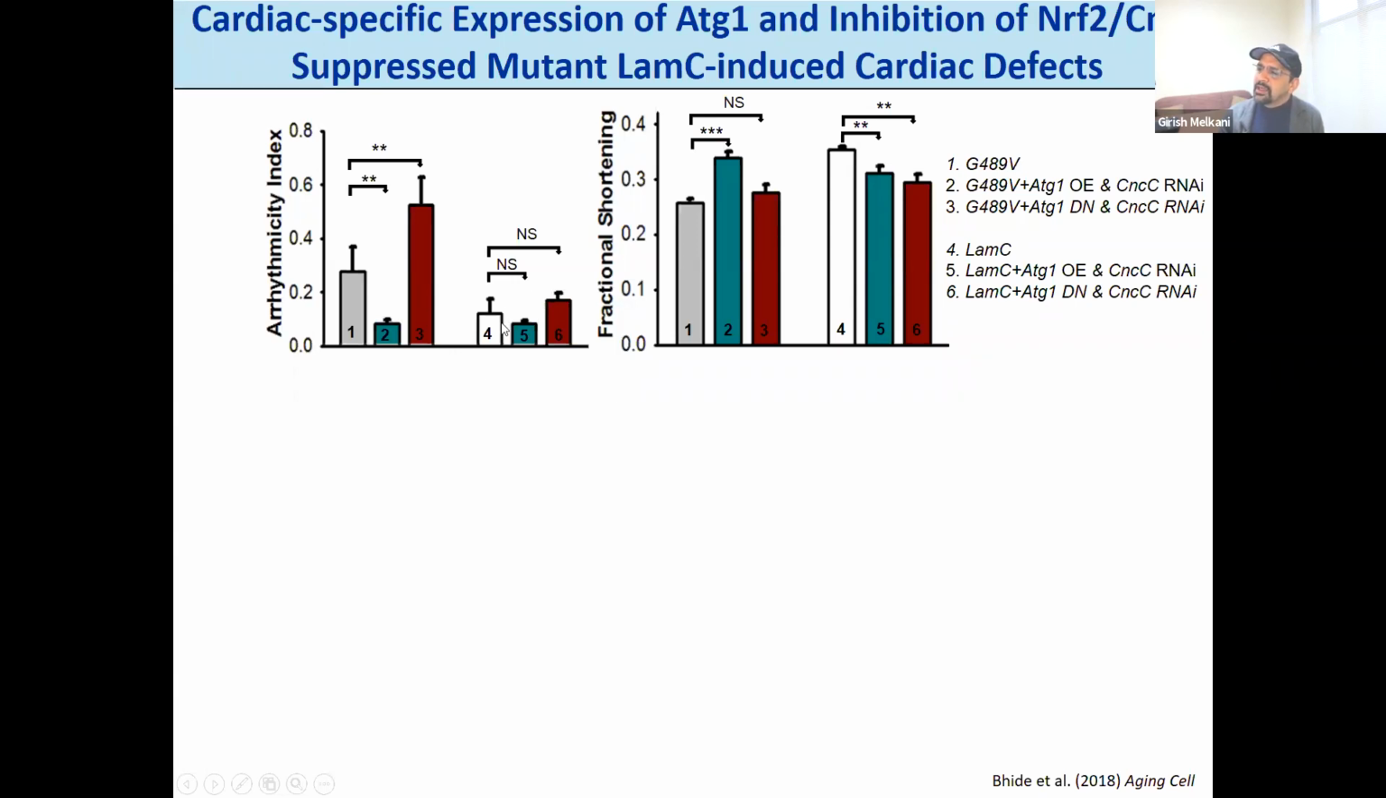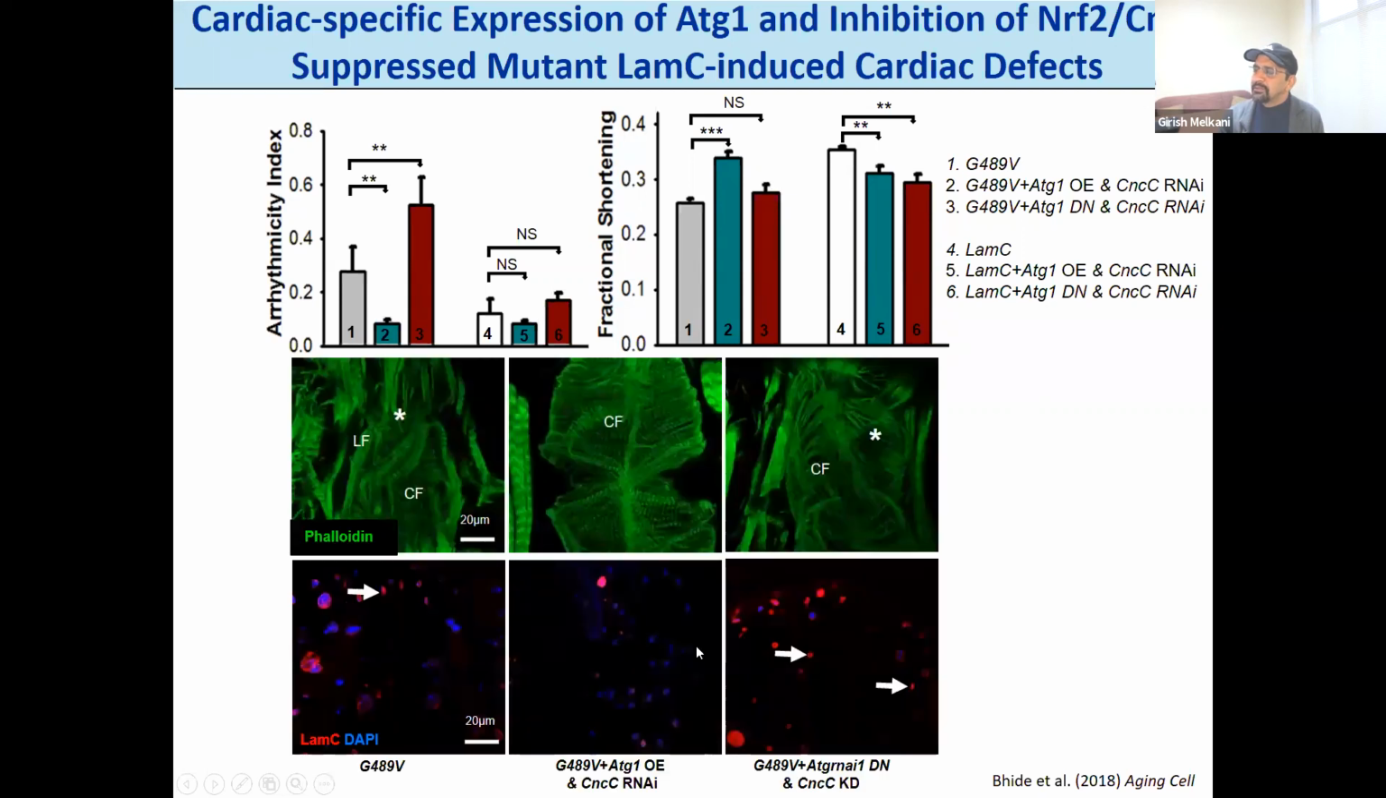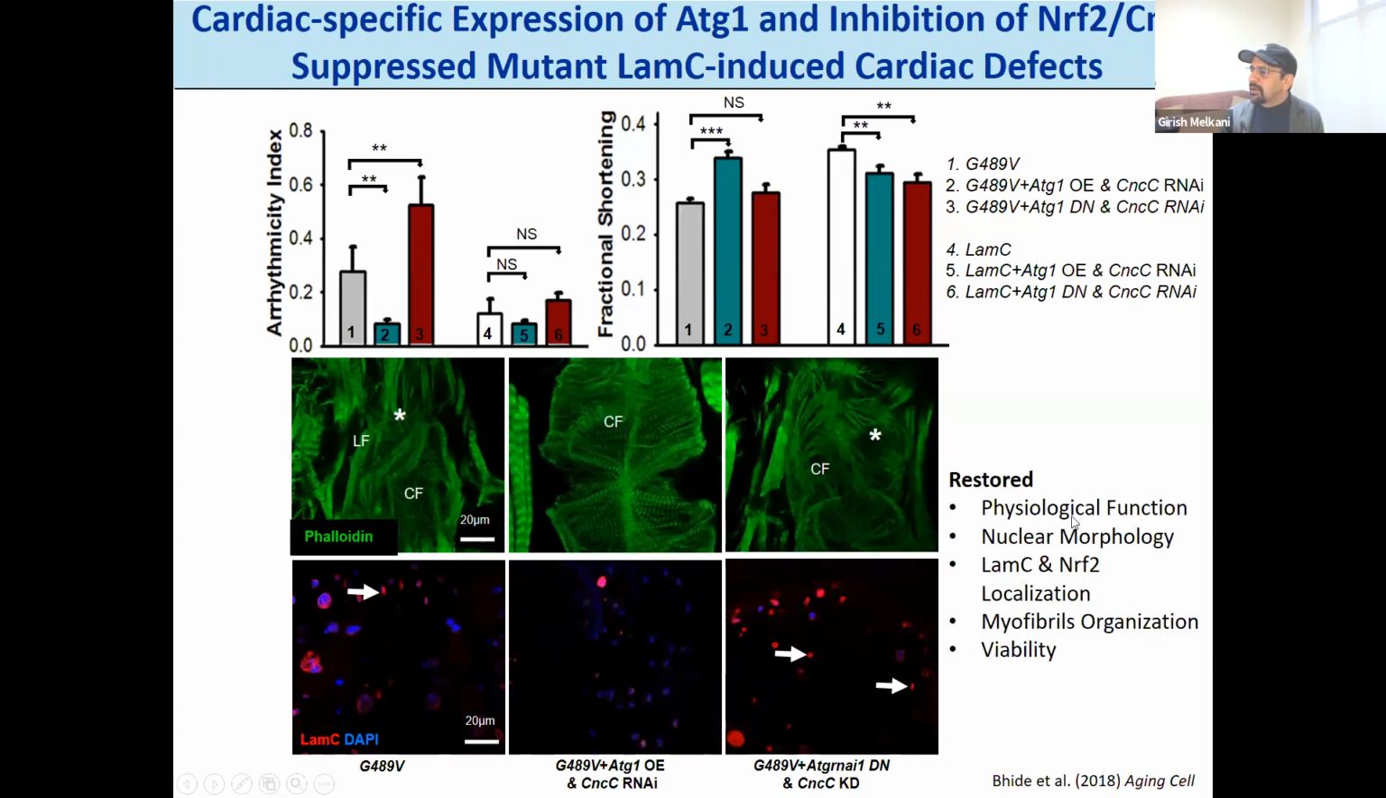We did the same thing in the wild type background also. If you look at the other cardiac function, it is improved, and that did not happen with the mutant version. Again, in the wild type also you can see this. Here, those cytoplasmic aggregations and myofibril disarray were significantly improved, but not with the mutant version. Everything is not shown here, but physiological function is improved, nuclear morphology improved, myofibril localization was also improved, and viability was also improved.